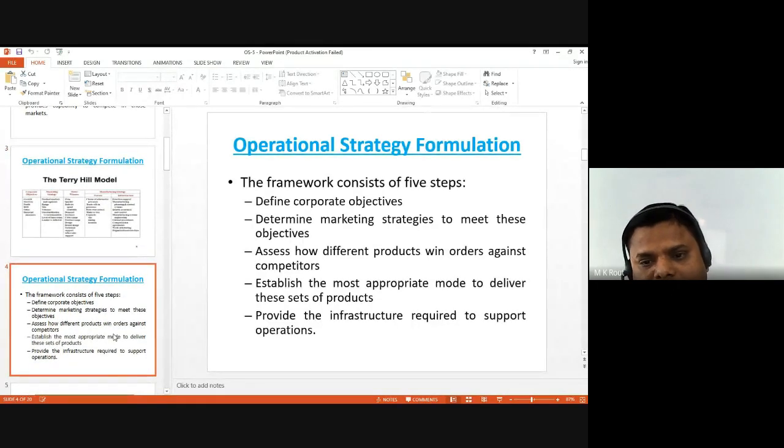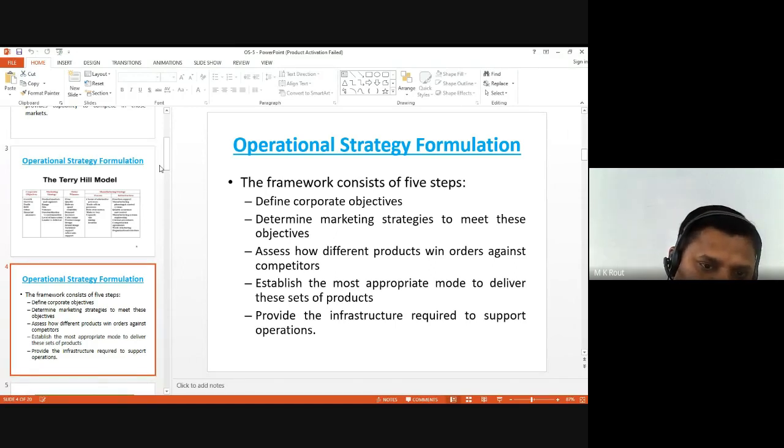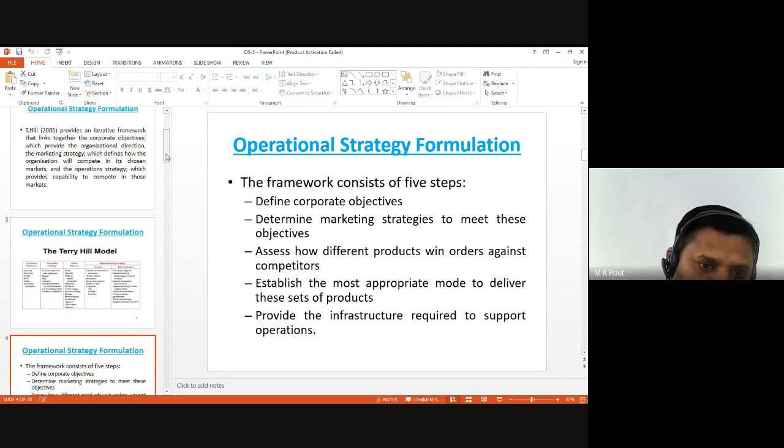Moving to the next part, in Terry Hill operational strategy formulation, basically five steps should be considered. The first one is to define corporate objectives. As I told you, the most important thing is that corporate objectives provide organizational direction. The next is to determine the market strategy to meet these objectives. The marketing strategy defines how the organization will compete in its chosen markets. So basically, it provides a particular objective to compete in the market against various types of competitors.